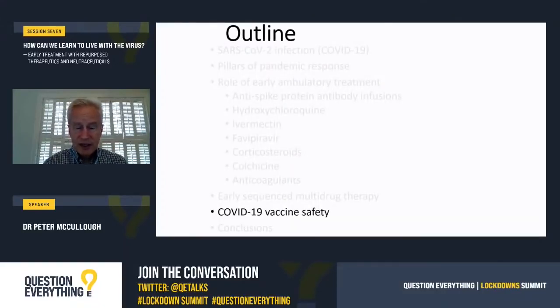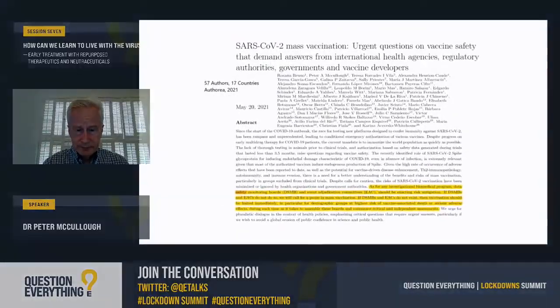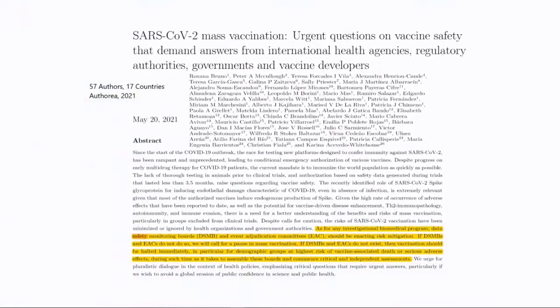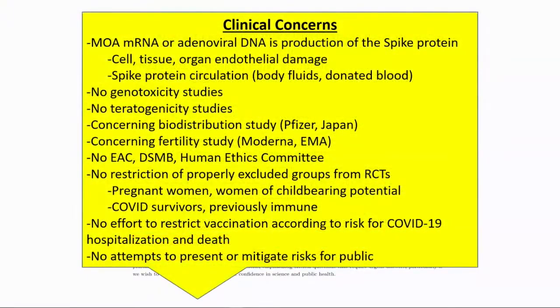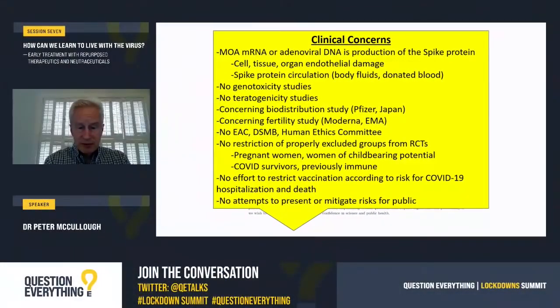Let's move on to vaccine safety, and I see the time, so we're going to have to go fast. Next slide. There's great concern over vaccine safety, and many papers have been published on this, demanding a review of safety, which has not been done by any government in the world. Next slide. We're 6 months into this, and we have great concerns. There's a dangerous mechanism of action. There is no human ethics committee, no data safety monitoring board. There is vaccination of people excluded from the clinical studies with great harm being done.